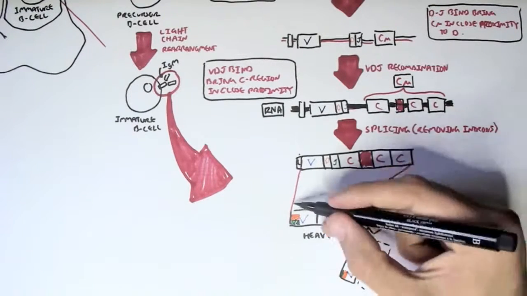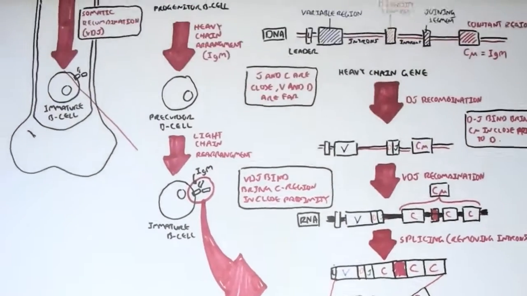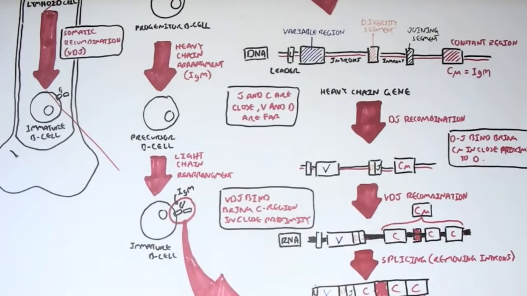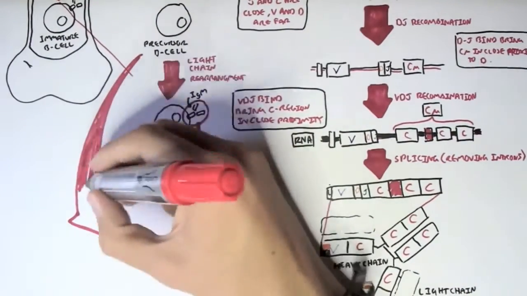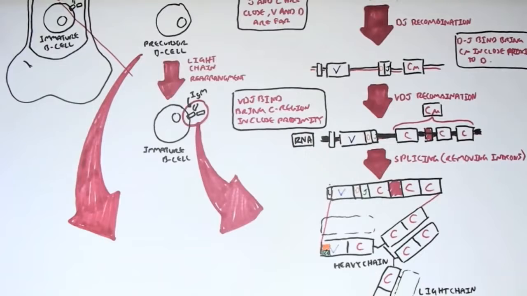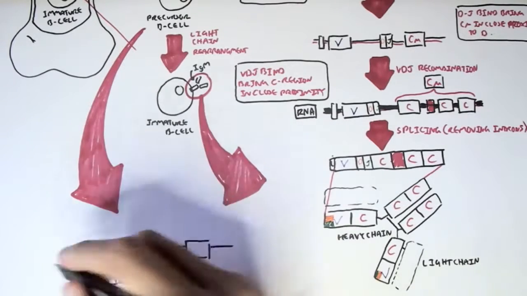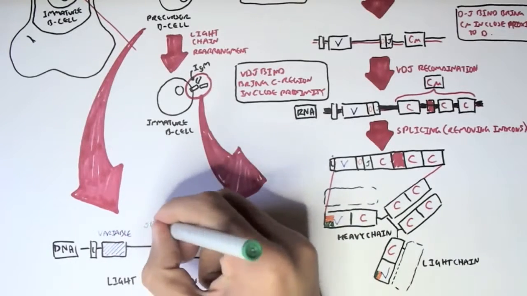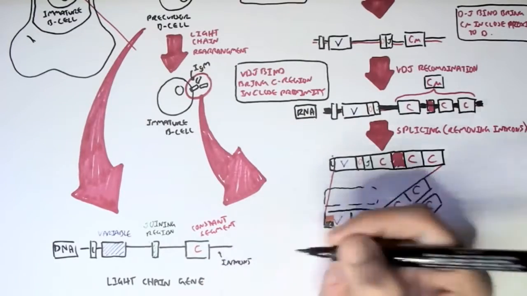But how about the light chains? Because we don't have the light chains yet. Well, after the heavy chain recombination has occurred, we get a precursor B cell. And in the precursor B cell, we have a gene for the light chain. And so the light chain gene can undergo somatic recombination, VDJ recombination. So in the precursor B cell, we have the light chain gene. Now the light chain gene is different to the heavy chain gene in that the light chain gene does not contain a D region. So we still have the variable segment, the joining region segment, and the constant segment. But we don't have the diversity segments.